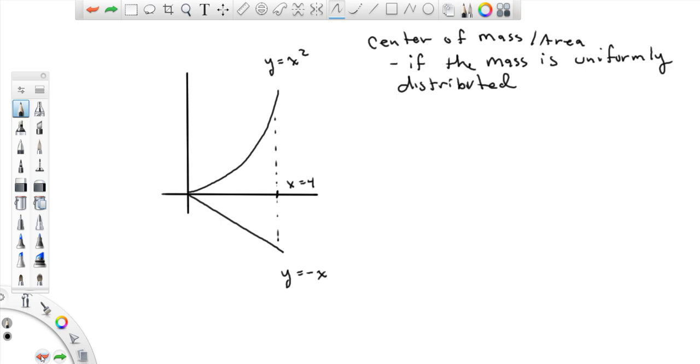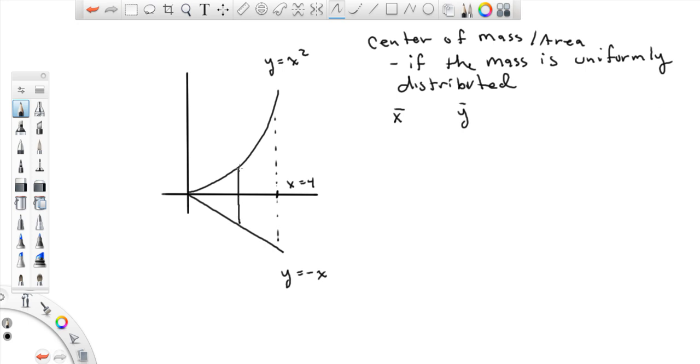Now, the center of area is going to have two coordinates. It's going to have an x bar and a y bar. And these are averages of areas. What you need to do is break this problem up into a bunch of little rectangles. So I'm going to draw one single rectangle that looks like this. Whoops, except it should be vertical.